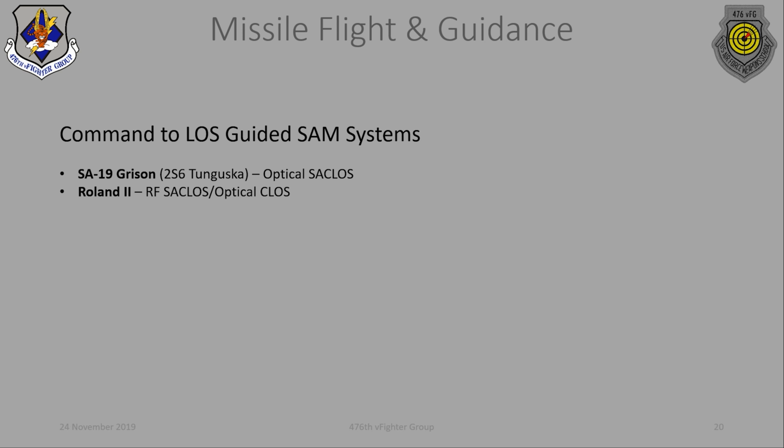Right, as I say, when it comes to DCS itself, there are two command line of sight SAM systems in the game, the SA-19 and the Roland. The Roland, being RF SACLOS and optical command line of sight, is slightly more dangerous than the SA-19 because it has a better capability to track and lead the target, but otherwise, same sort of thing.